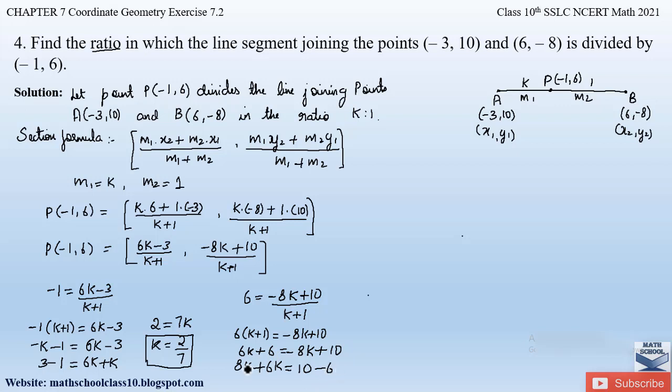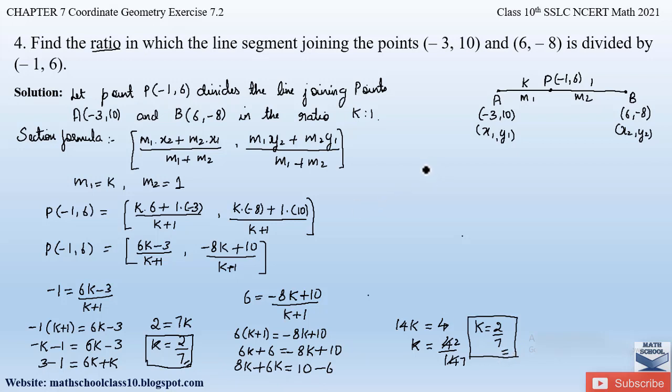minus 6. So 8k plus 6k is how much? 14k is equal to 10 minus 6 is 4, right? So k is equal to 4 divided by 14, cancelling, 2 times 2 is 4, 2 times 7 is 14. So therefore we got the value of k as again 2 by 7, which is the same as we obtained by equating the x coordinate part, right? We got 2 by 7 and 2 by 7.